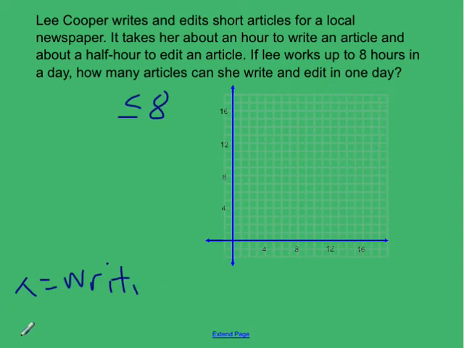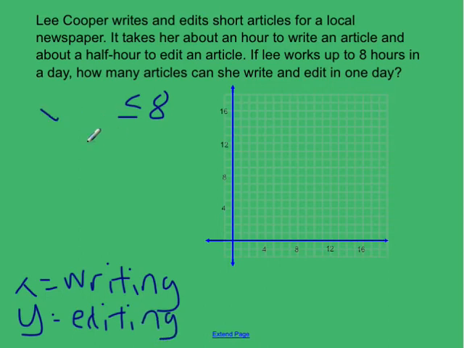Let's let Y represent our editing. So for every X hour we spend writing, it's 1. For every Y hour, it's 1 hour. So for every time we spend editing, well, that's only going to be a half an hour. So I'm going to write that as 1/2.